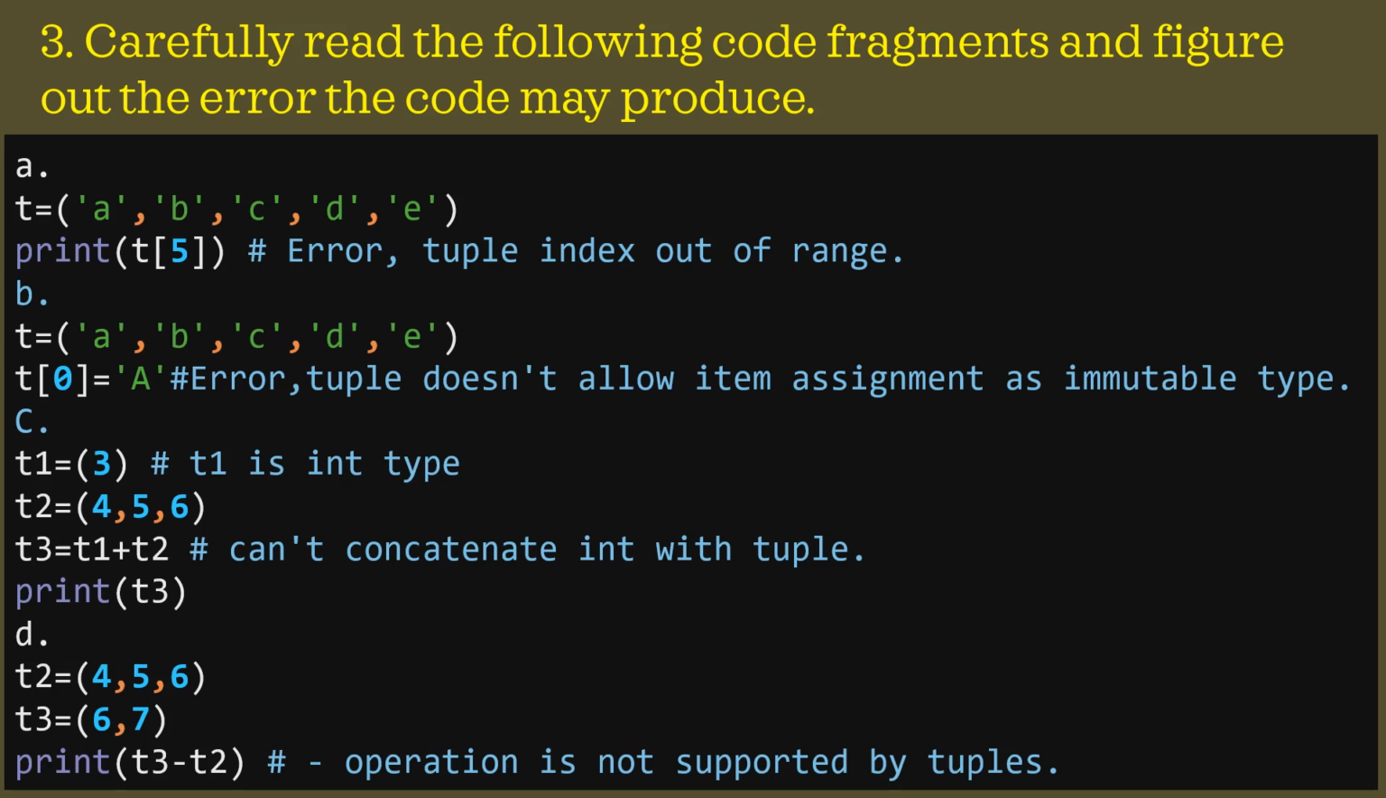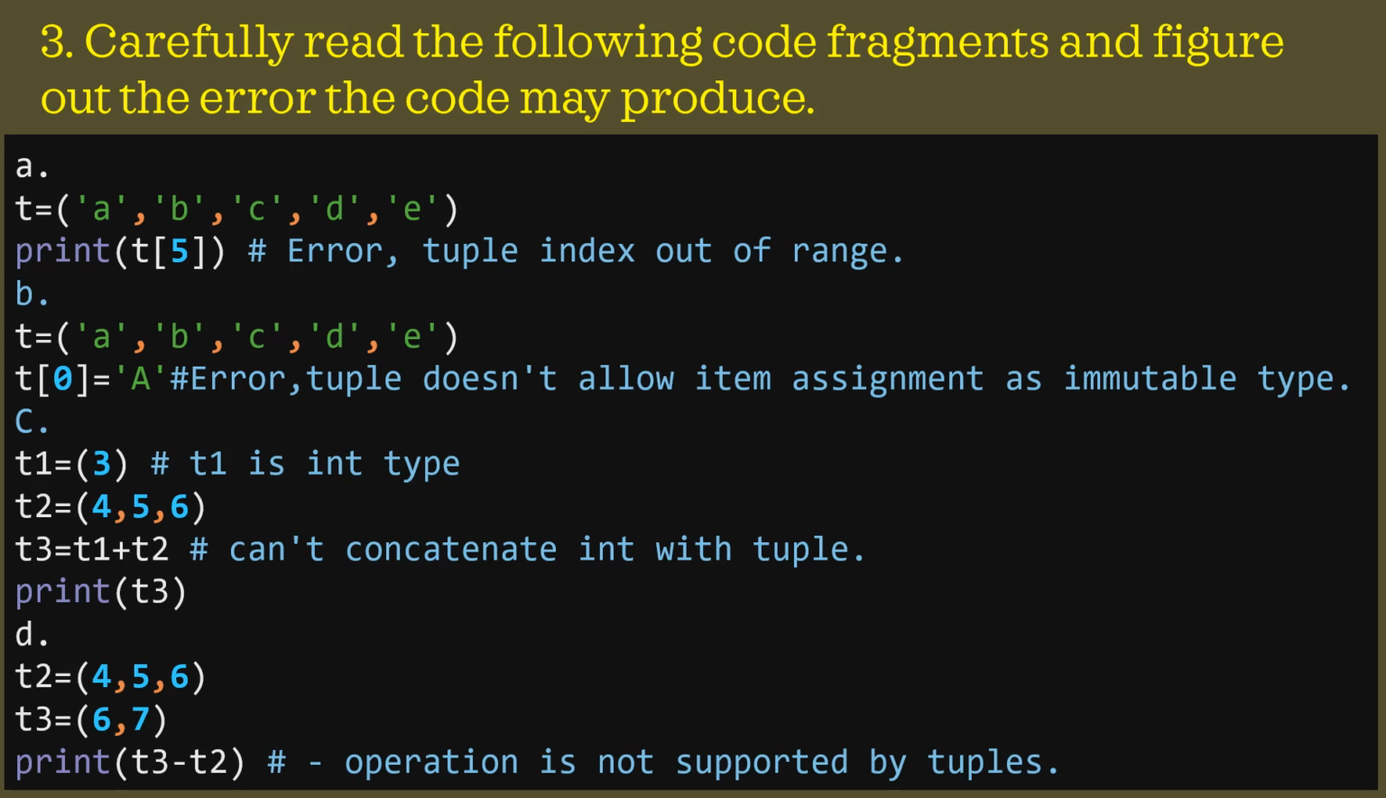We cannot modify, or item assignment is not possible in a tuple, because tuple is an immutable data type. Now t1 = (3). If you keep a single value within parentheses, it is not considered a tuple. Here t1 is considered an integer type, because there is no comma given over here. Now t2 = (4, 5, 6), that is a tuple type of value.